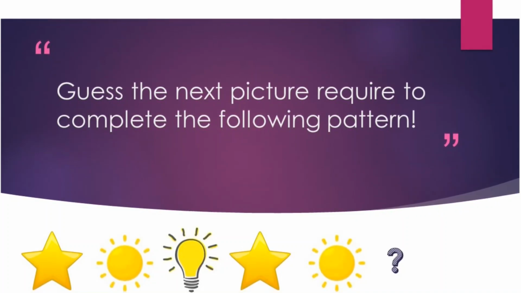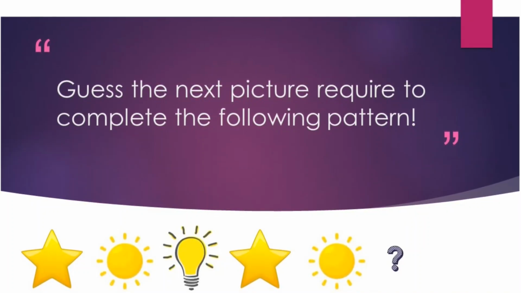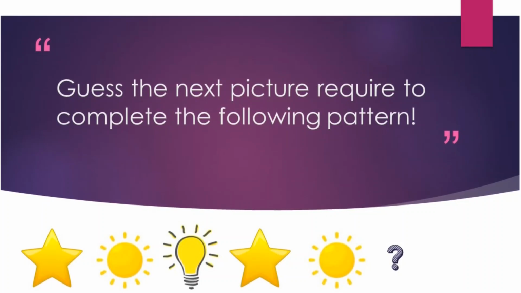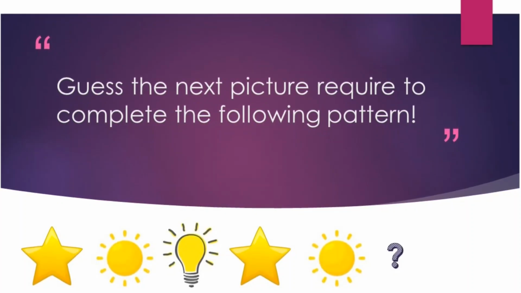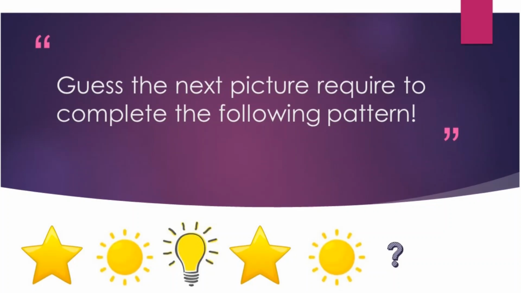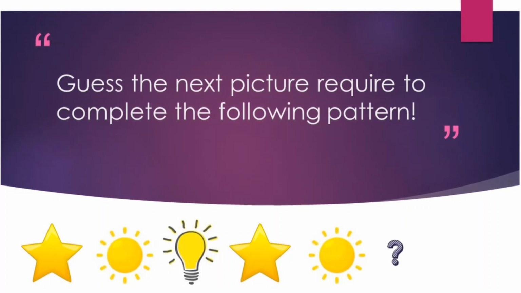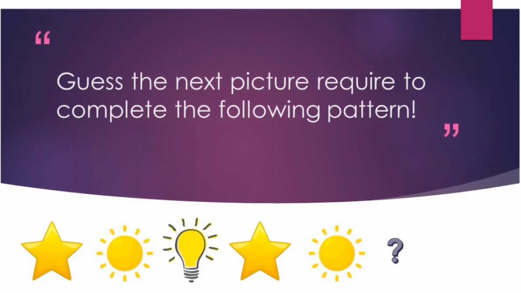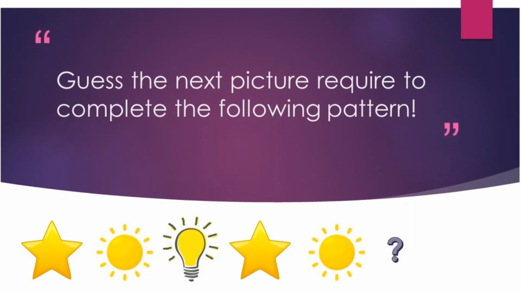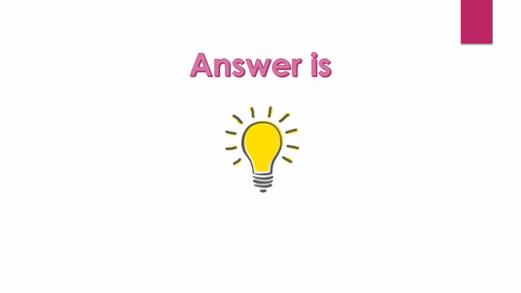Guess the next picture required to complete the pattern. Star, sun, bulb. Star, sun. What would be the next picture? There are 3 objects in the pattern. They appear in a particular sequence. First, the star. Then, the sun. Then, the bulb. The given pattern ends with the sun. So, the next object must be the bulb. This type of pattern is called a repeating pattern.